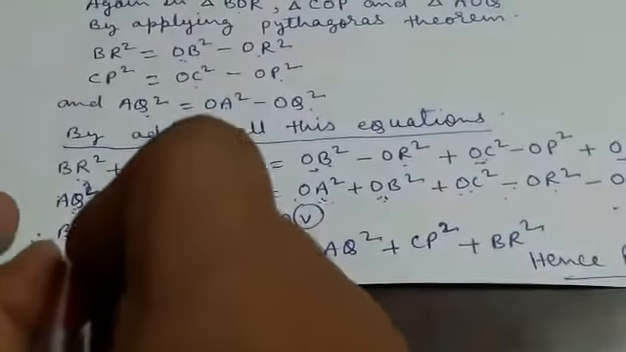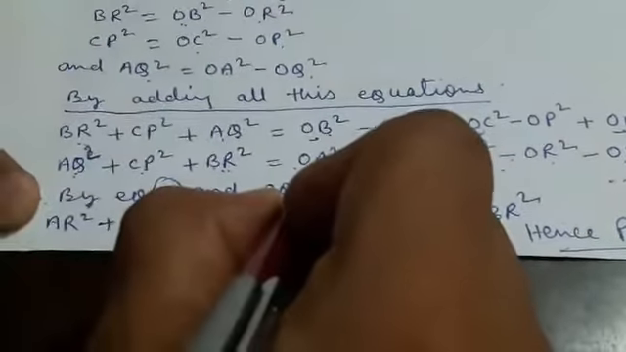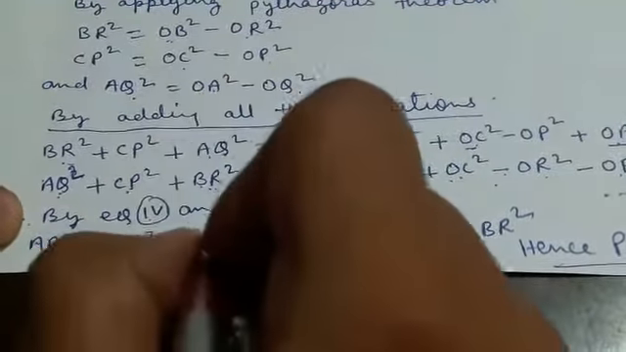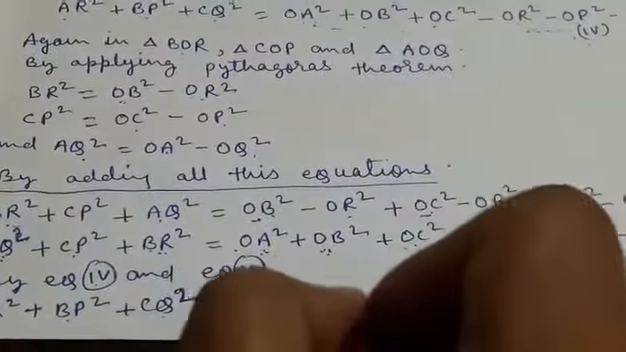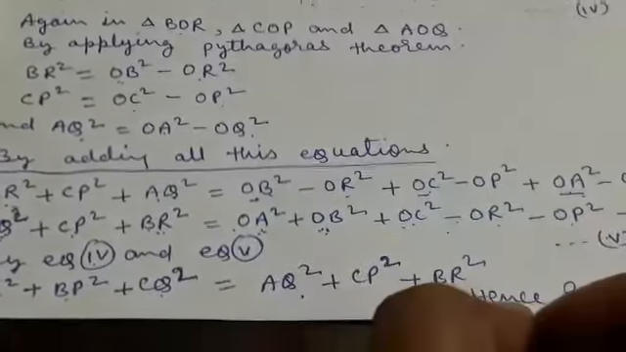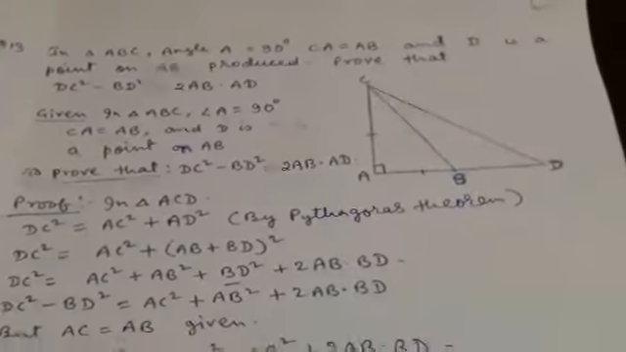So therefore we can say, by equation 4 and this equation 5, AR square plus BP square plus CQ square is equal to AQ square plus CP square plus BR square, because if the right hand sides are the same, then the left hand sides will also be the same. Hence proved. Now let us see question number 13.